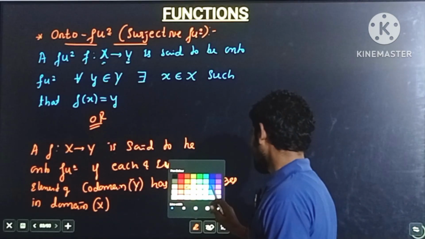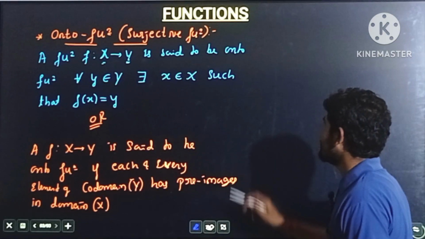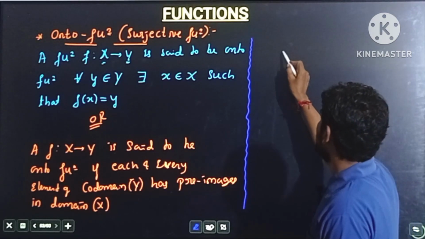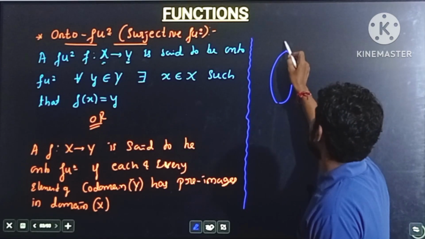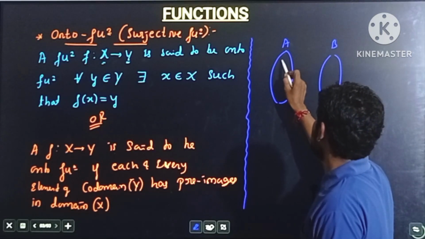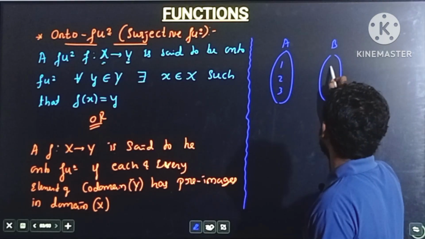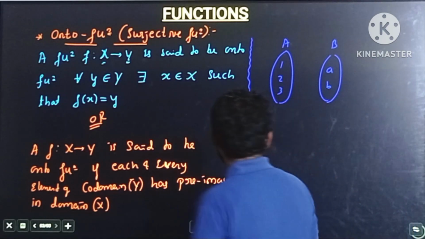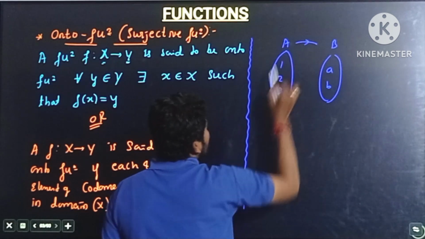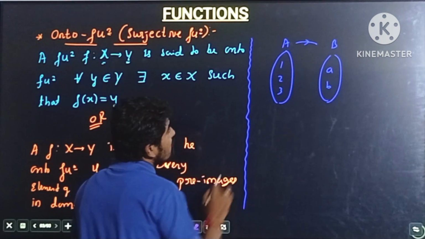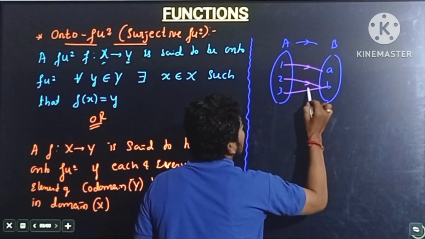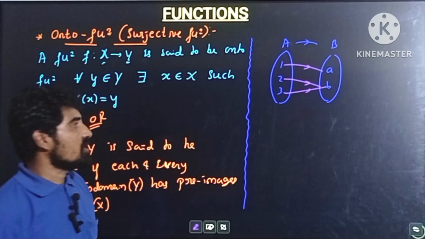If every element of the second set has pre-images in the first set, then we call it an onto function. So for example, observe here. Let's suppose this is the first set A and this is the second set B. Suppose set A has 1, 2 and 3 and the second set has elements a and b. Now we need to check whether it is an onto function or not, if a function is defined from A to B. Suppose 1 is related to a and 2 is related to b as well as 3 related to b. Is this function an onto function?